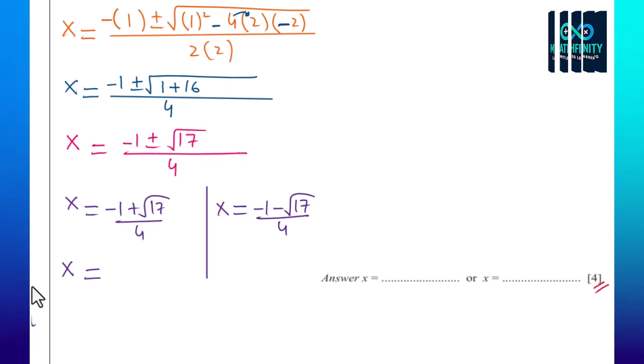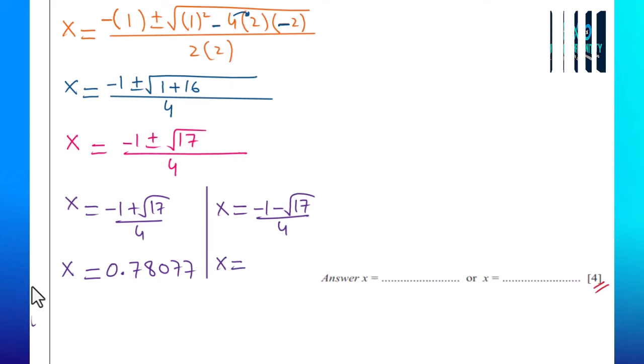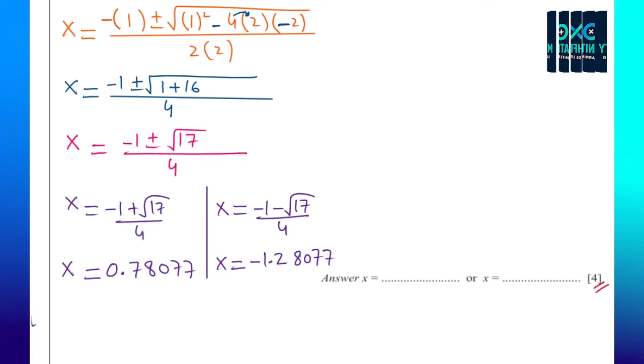Calculator minus 2. Okay. I got the answer 0.780. You have to write 0.78077. And this answer is X is equal to negative 1.28077. But do you remember what was the statement? Give your answer to 2 dp, 2 decimal place.